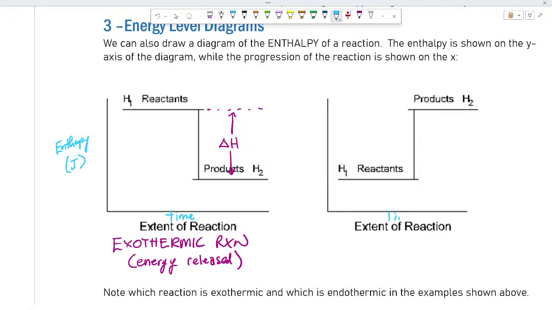Okay. Time and enthalpy. What about this reaction here? Obviously, we have an energy level for the reactants, an energy level for the products, and what are we noticing? The internal energy of the products is higher than the internal energy of the reactants. It's going up. We have more energy inside the compounds.